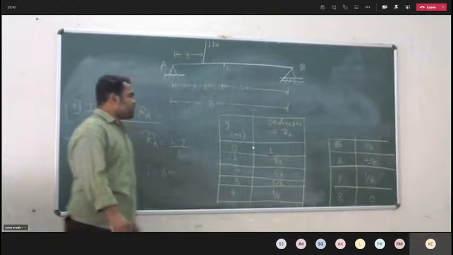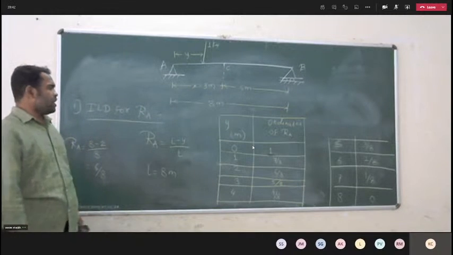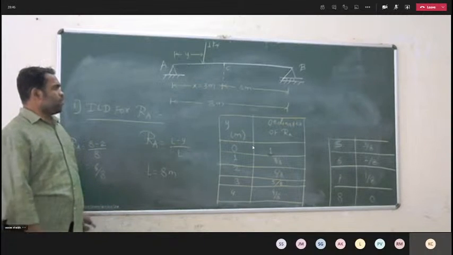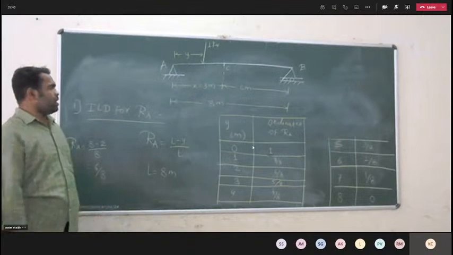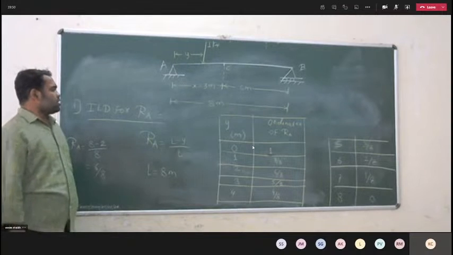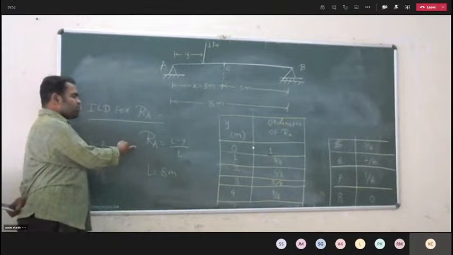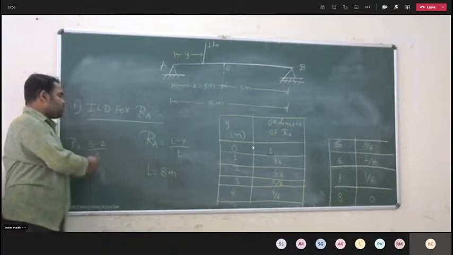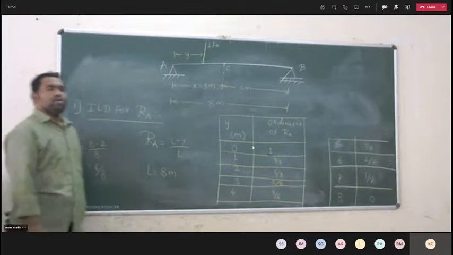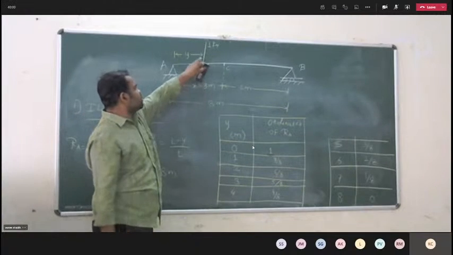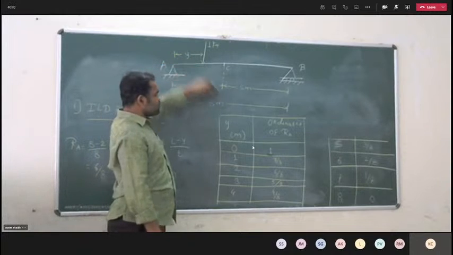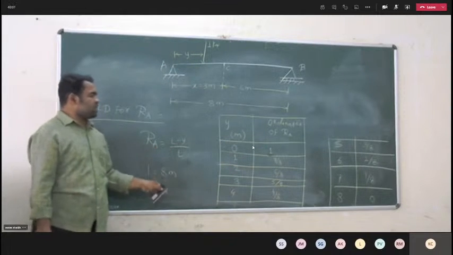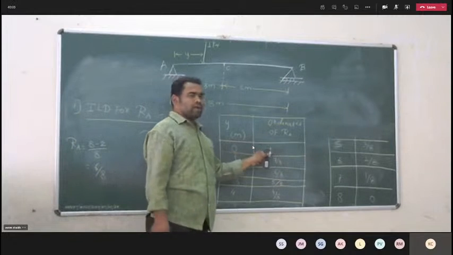So these are the ordinates of reaction RA due to the unit load which is moving over the span AB. So what I have done, the formula of RA is known, (L minus Y) by L. L is 8 meter. So putting the value of Y, first I have put the one unit load over the support A. So Y is 0. Putting the value of Y and L in this equation, I will get 1.